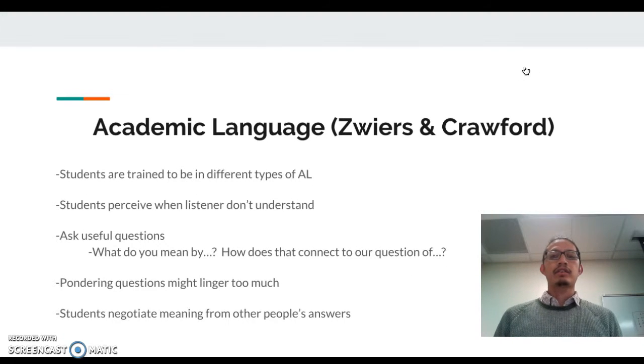From there, on academic language, Swires and Crawford said that in order to boost academic language, all students need to be trained in different types of academic language. For example, students need to perceive when their listeners don't understand what they're saying, and be able to ask useful questions such as, what do you mean by, how does that connect to our question of. As a teacher, sometimes you will pose pondering questions that might linger too much and might hurt your conversations with the students, and the students need to negotiate meaning from other people's answers and figure out what they were trying to say.